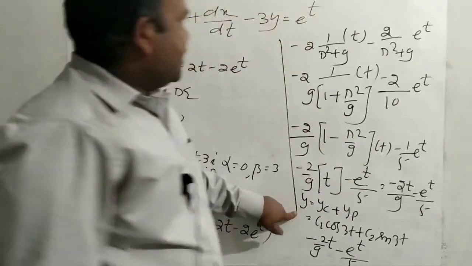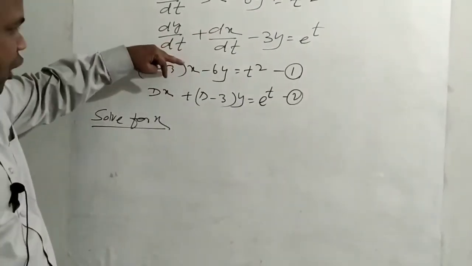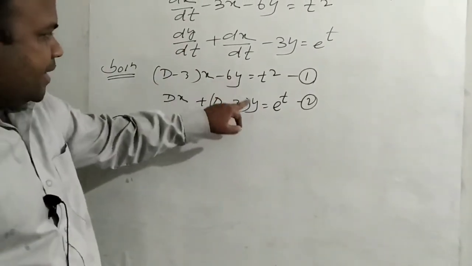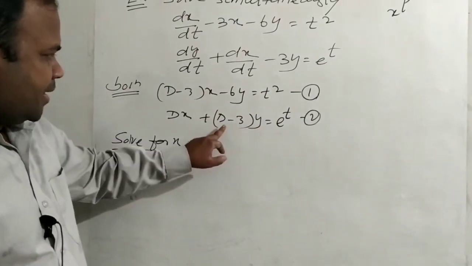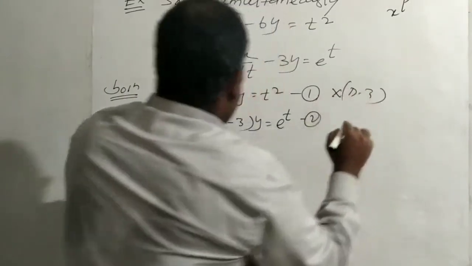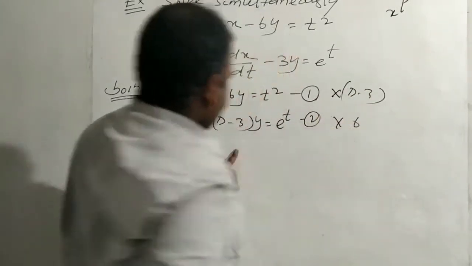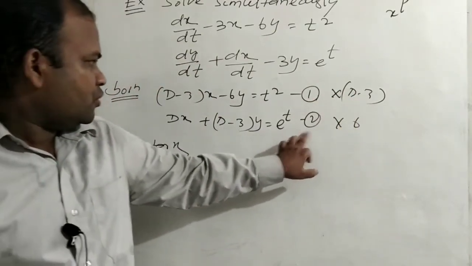So similarly, now you will solve for x, meaning you will eliminate y. What is the coefficient of y? Minus 6. What is the coefficient of y in the other equation? D minus 3. So you will multiply equation number 1 by d minus 3 and multiply equation number 2 by 6.